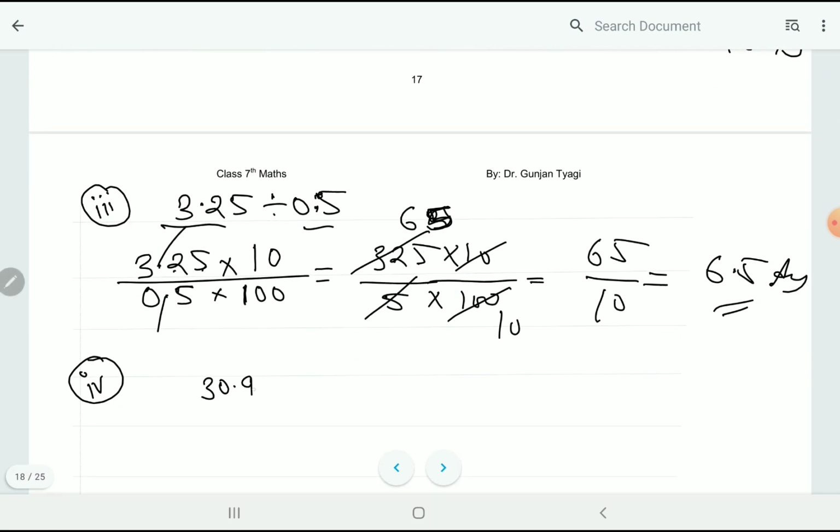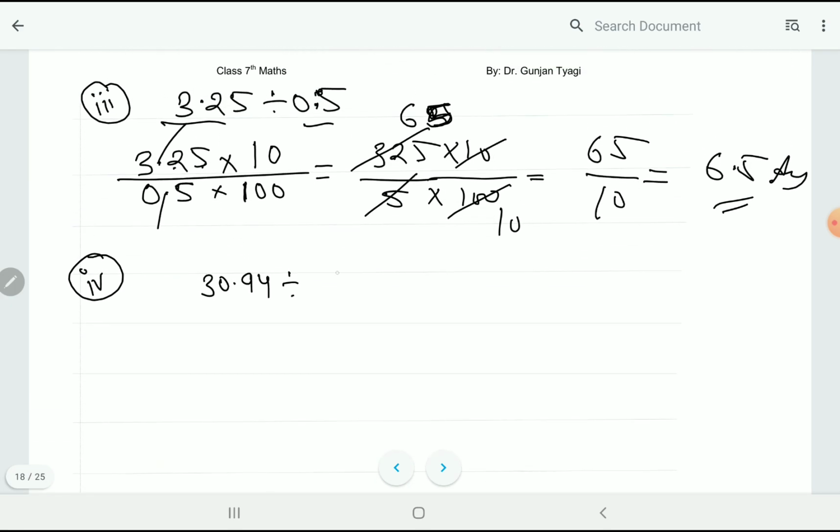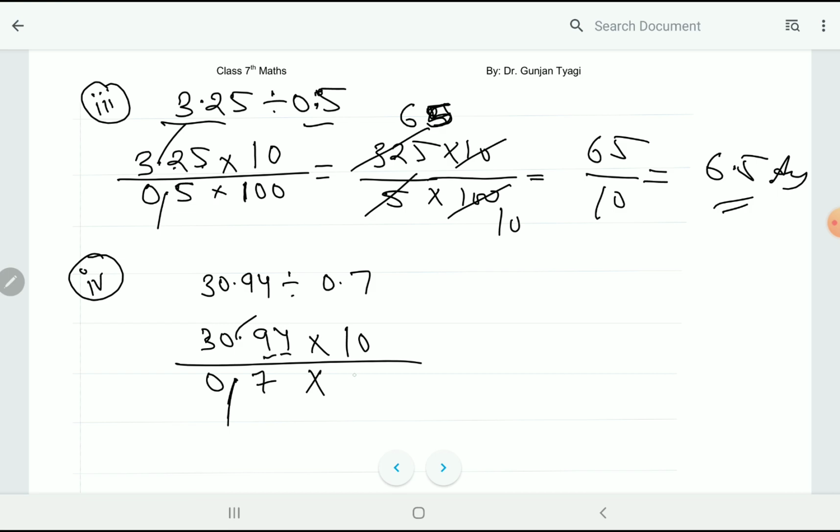30.94 divided by 0.7. Again, a decimal number is in the numerator and a decimal number is in the denominator too. First of all I will remove the decimal from the denominator, and as I am removing the decimal, I will write 1 here, and there is only 1 digit at the right of the decimal, so I will multiply by 10. In the numerator there are 2 digits, so I will multiply by 100. Now the question is 3094 multiplied by 10 divided by 7 multiplied by 100.